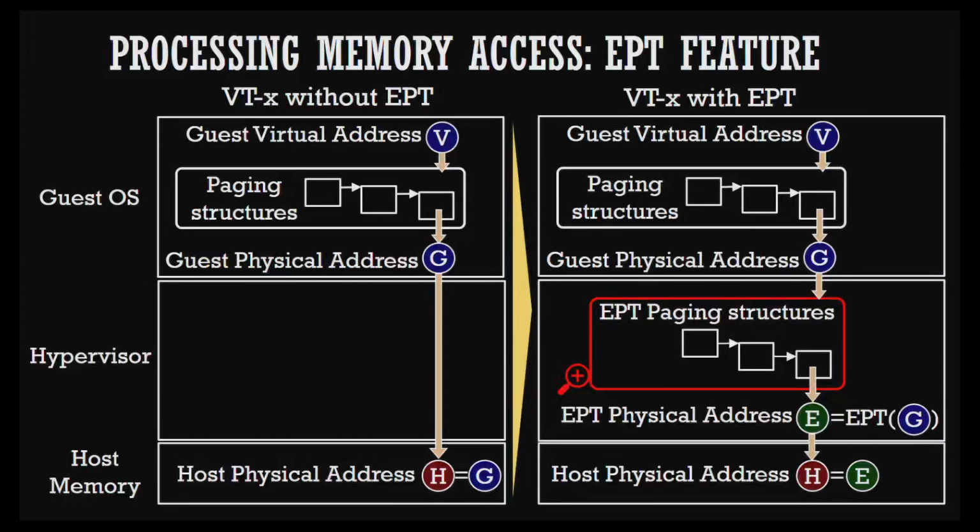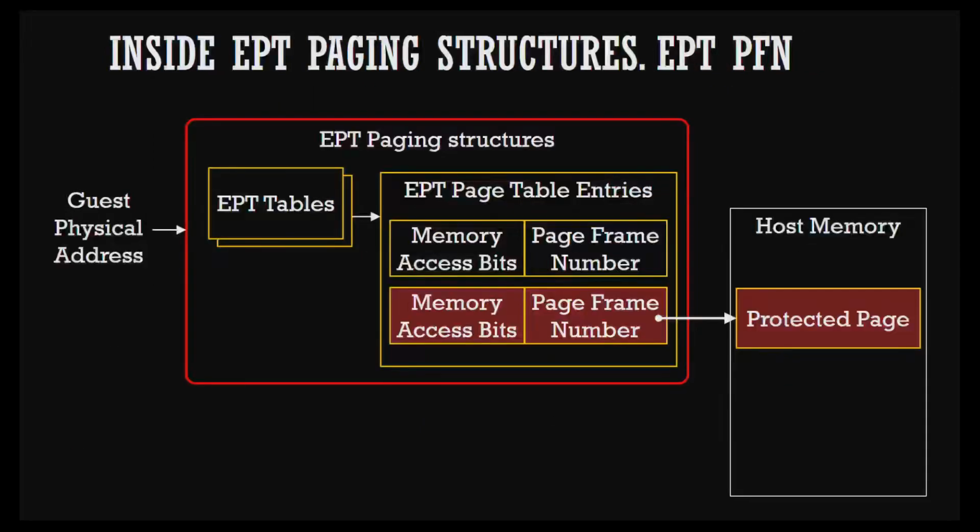Let's have a look at EPT details. EPT structures include EPT entries which determine the mapping between the guest memory and the host memory. Each EPT entry includes memory access bits and the page frame number, or PFN.